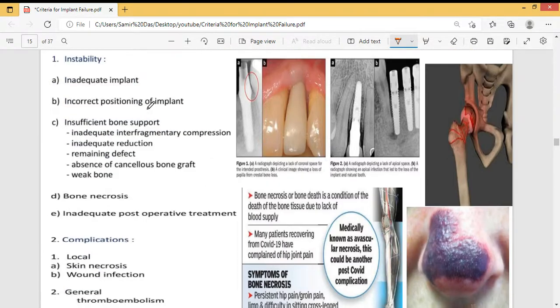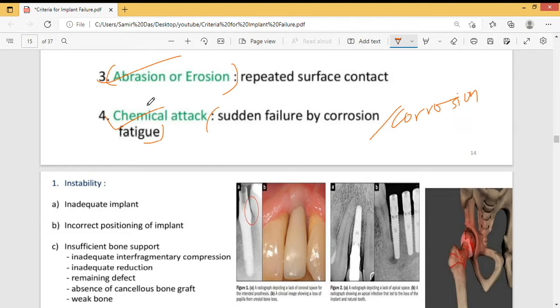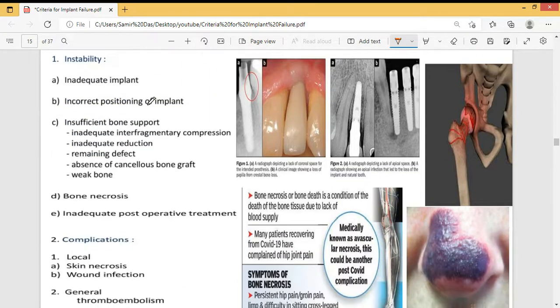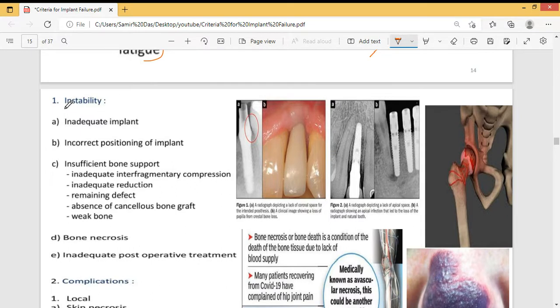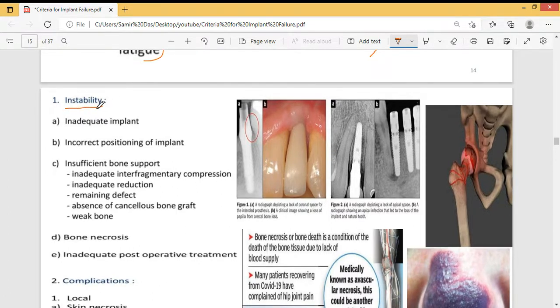Now what happens when these modes come into the picture, and how does the material fail? The first thing we observe is instability. During corrosion, erosion or wear, the implant gets loosened and becomes unstable at that position. Incorrect positioning of the implant is also responsible for instability, as is insufficient bone support. Those are other problems, along with the modes of failure, responsible for instability.